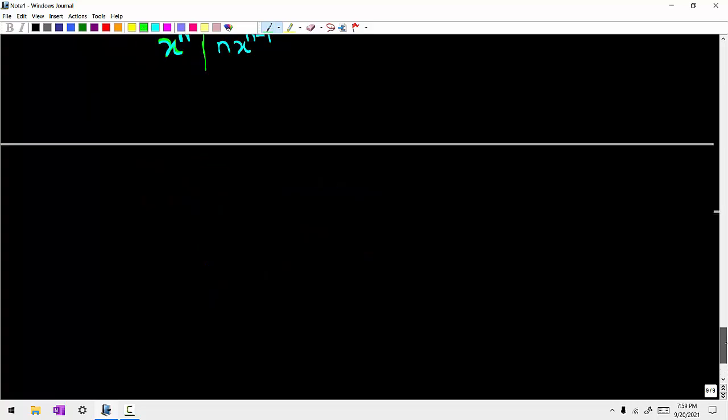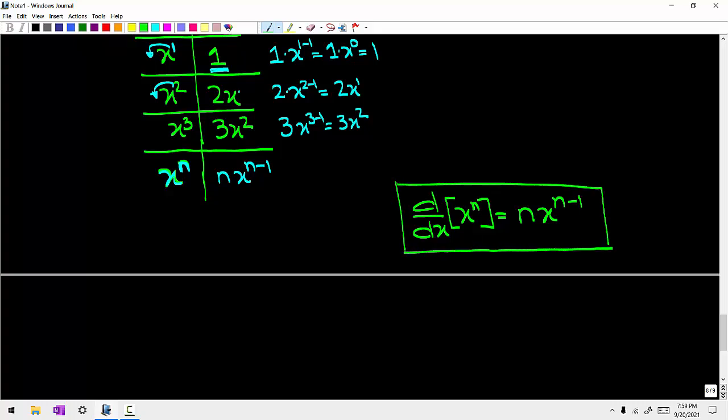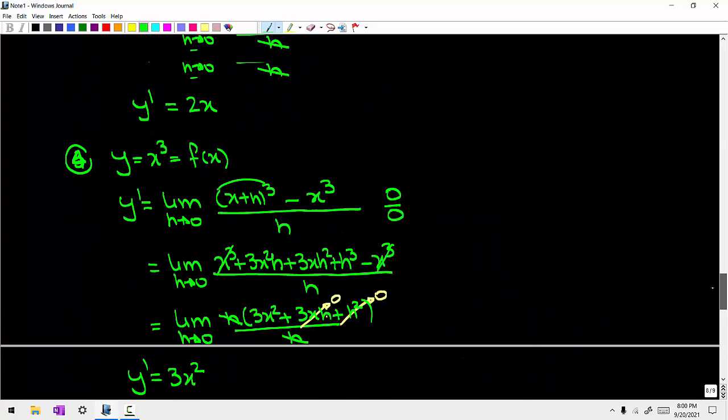So let me write it up on its own. The derivative, I'll use Leibniz notation, of x to the n is equal to n comes in the front, x to the n minus 1. That is the derivative, and we call this a power function. So the derivative of a power function is you bring the exponent in the front and then decrease that exponent by 1. Right. So now we know how to take derivatives of some functions.